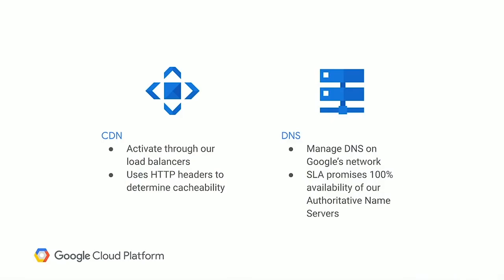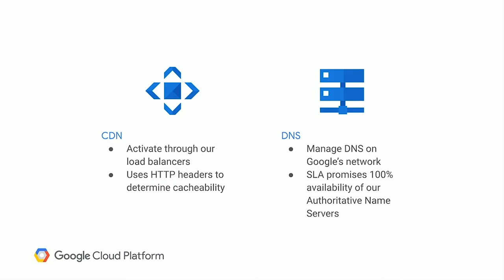This is not, say, competitive with Akamai. This is if you just want to add some edge caching to your work. You can do that. You set it up through our load balancers. They'll use HTTP headers to determine whether or not stuff's cached. You can invalidate stuff. But if you need more advanced tools, you probably want to go with one of our partners instead of just Cloud CDN.